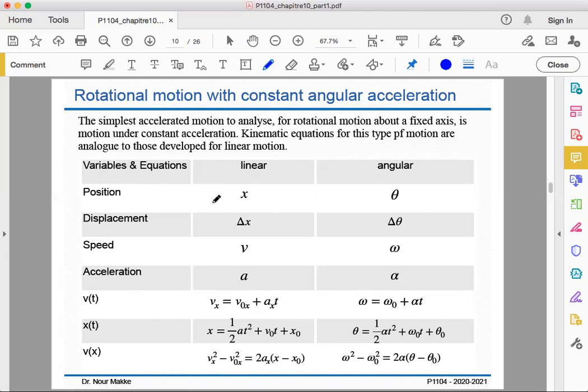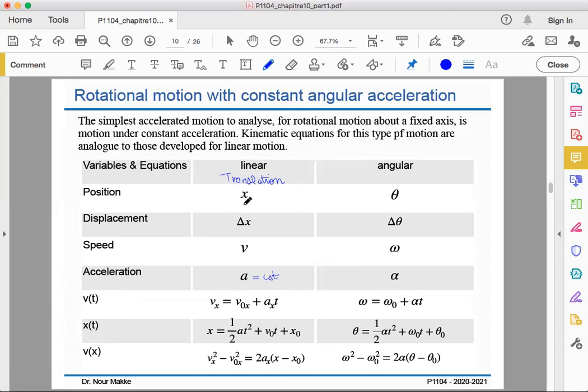So let's start from the very beginning. In the linear case, meaning translation, we have defined different variables: the position, displacement, the speed or velocity, and the acceleration. Then when we have a constant acceleration, we can derive these different equations: v as a function of time, x as a function of time, v as a function of x, and we have also seen one more, which I don't put here in this table. So let's see what the angular equivalents of these variables are.